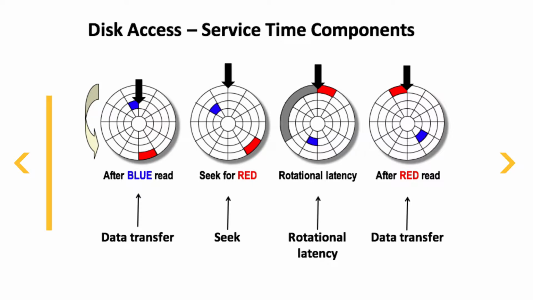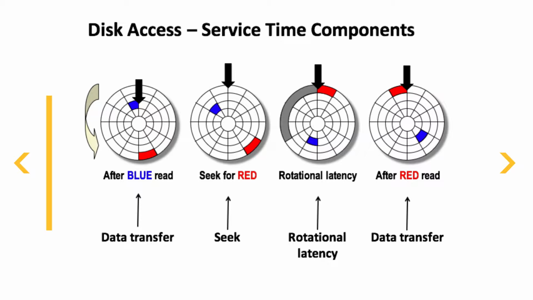So let's take a look at what goes into the time it takes to read information from a disk. Let's assume the disk just read data that's contained in the sector that's colored blue. The time it takes to read that sector is called the transfer time. Then it needs to read data from the sector colored red, so the next step is to find that sector on the physical media. Now this operation is called a seek. Then we have some time that's taken because the platters have to rotate to the right place for the actuator arm to actually read the data from that physical location. The time that takes is called the rotational latency.